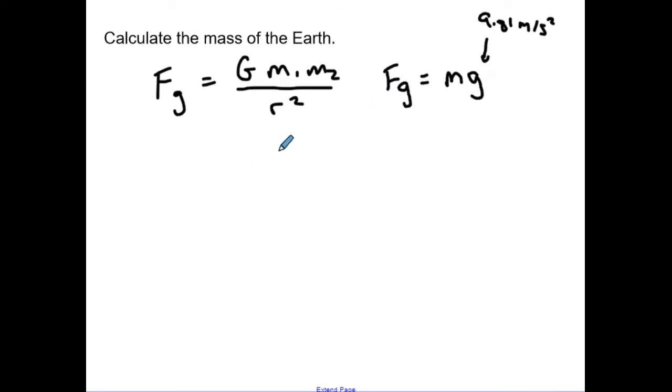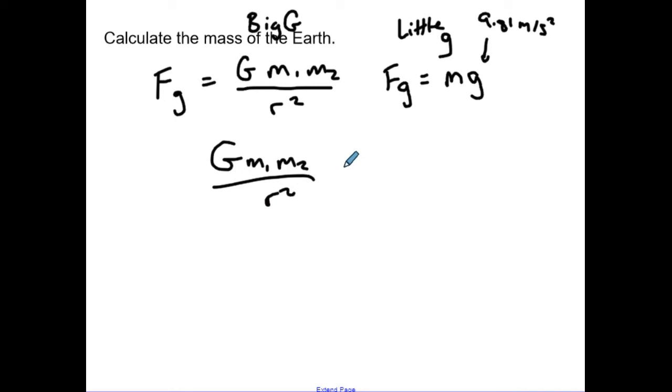And so what Cavendish decided to do was make the two formulas equal to each other. So he made the big G formula, that's what I call this, the big G formula, and I like to call this one the little g formula. He made them equal to each other and said, well, they are both different ways of measuring gravity. So I can make these two equations equal to each other.